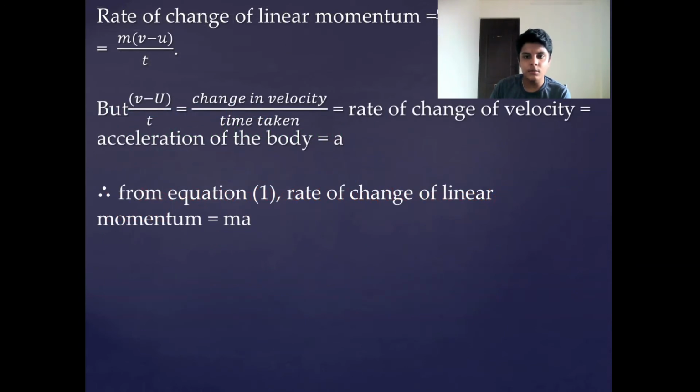Now, as we see, the rate of change of linear momentum is equal to m into (v minus u) by t. But (v minus u) by t is equal to the change in velocity by the time taken. That is equal to the rate of change of velocity, that is equal to the acceleration of the body, a. Therefore, from equation 1, the rate of change of linear momentum is equal to m into a.